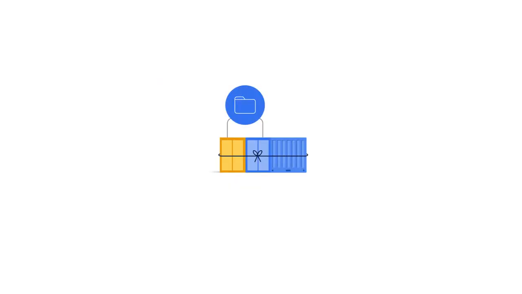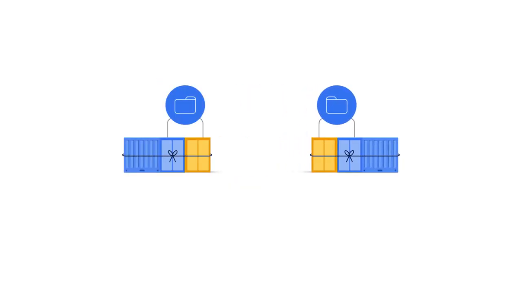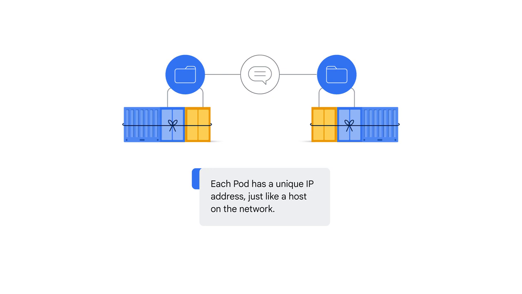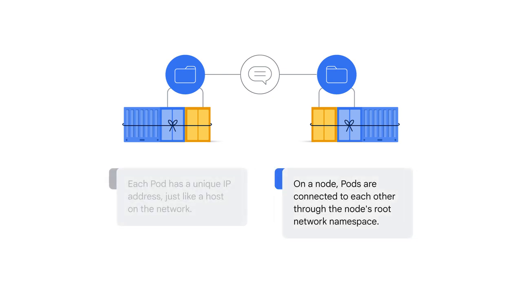This works well for a single pod, but workloads can run in multiple pods and can be composed of many different applications that need to talk to each other. So how do pods talk to other pods? Each pod has a unique IP address, just like a host on the network. On a node, pods are connected to each other through the node's root network namespace, which ensures that pods can find and reach each other on that virtual machine.